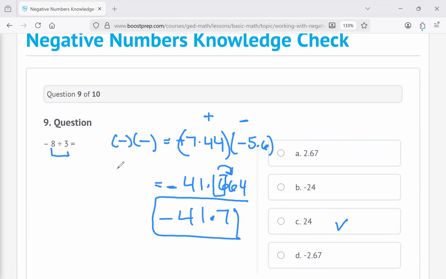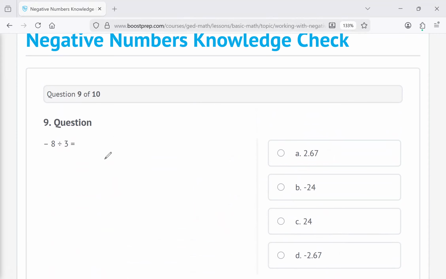Okay. This one, -8 divided by 3, it's obviously not perfect, but what is the sign? So if you go back to your rules, we have a negative divided by a positive, right? So the rule states if you have a negative divided by a positive, the outcome is negative. So your answer will be negative, so you can forget about A, you forget about C. And then you can put this in the calculator or you can do it the long way.